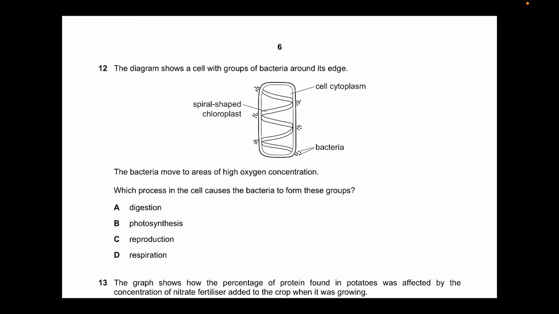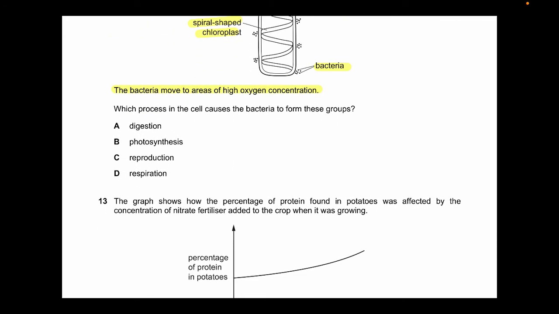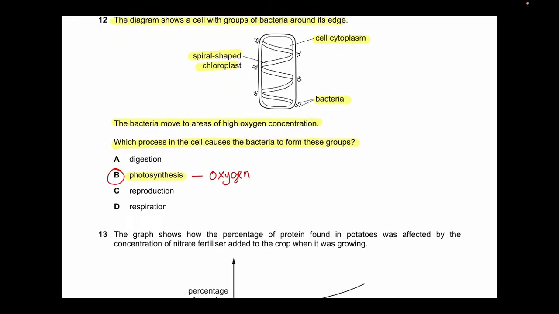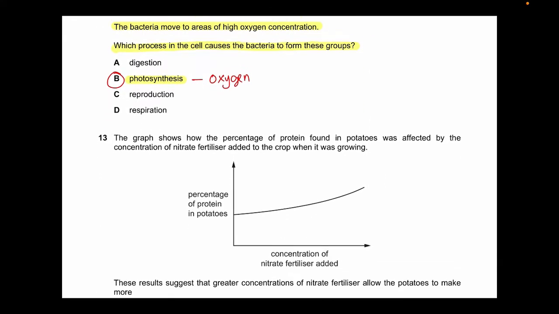The diagram shows a cell with groups of bacteria around its edges, a spiral-shaped chloroplast, cell cytoplasm, and bacteria. The bacteria move to areas of high oxygen concentration. Which process in the cell causes the bacteria to form these groups? All right, we know photosynthesis is responsible for producing oxygen as a byproduct. So definitely photosynthesis would be the reason the bacteria have clustered near the chloroplasts.